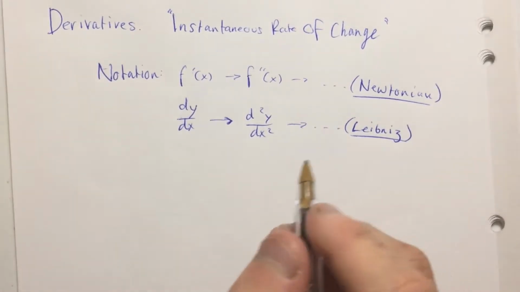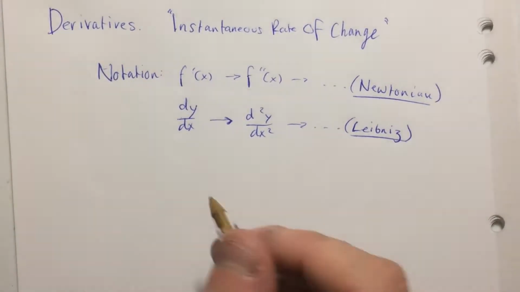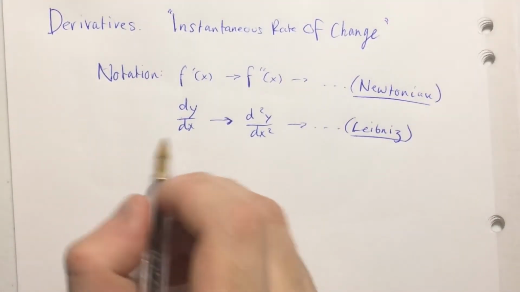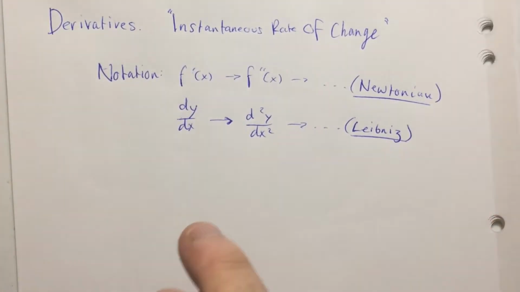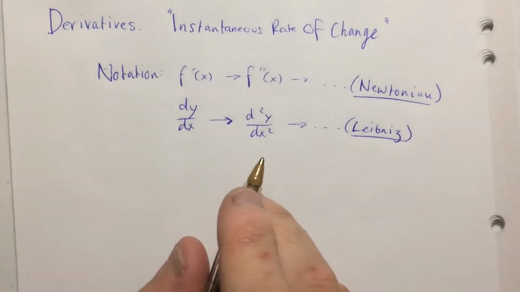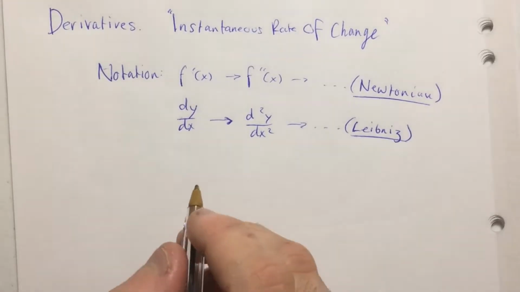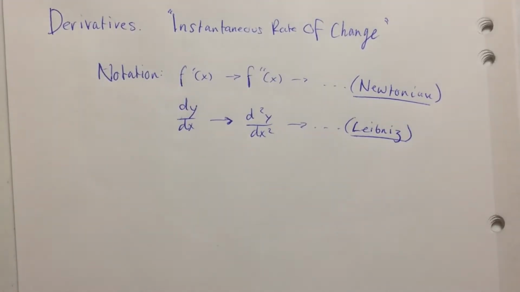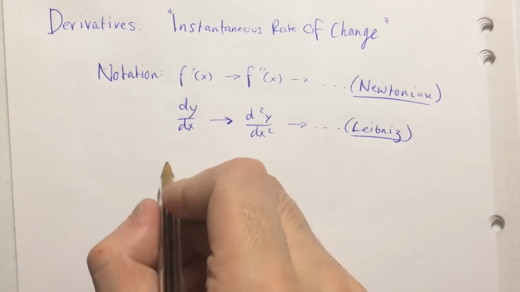Anyway, what better way to learn how to do derivatives than to actually do some examples? Now there's 4 rules: the power rule, the chain rule, the product rule, and the quotient rule. So I'm going to demonstrate a really easy example.